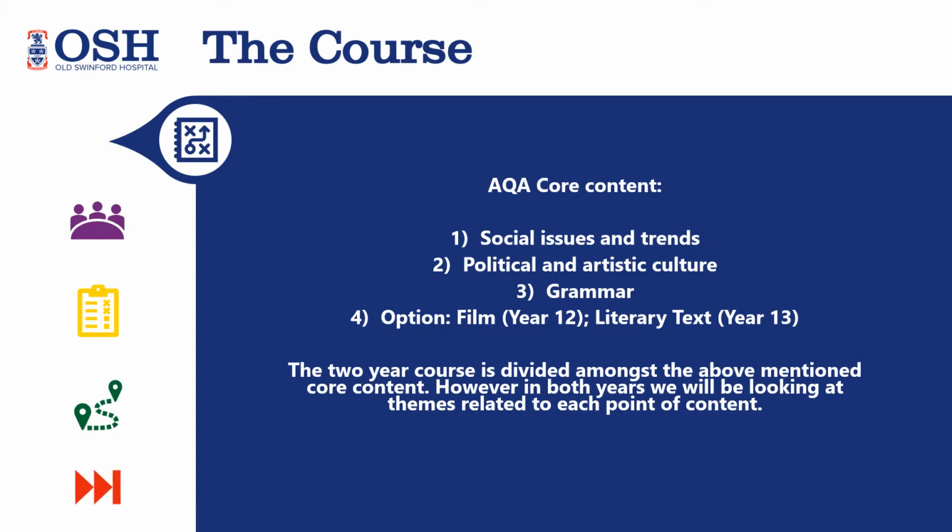So the course is following the AQA curriculum, so I'd recommend that you take some time having a look at the AQA specification and just familiarising yourself with it, particularly some of the grammar components which they're really wanting you to focus on for A-level standard. The AQA core content is really divided into 4 different areas. So you've got social issues and trends, political and artistic culture, grammar, and then there's the option to study one particular film and then one literary text, and that's divided in year 12 and in year 13.